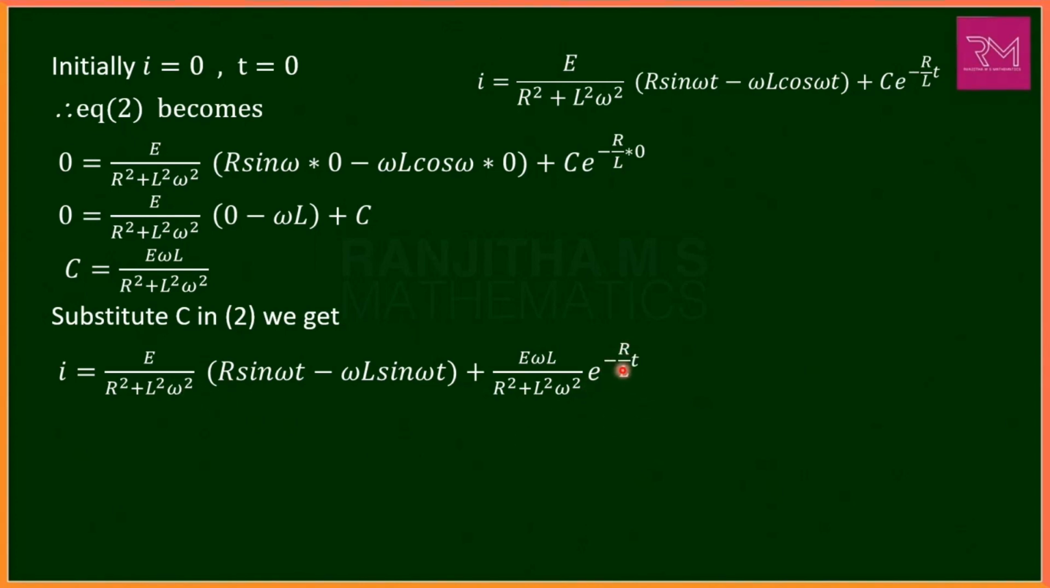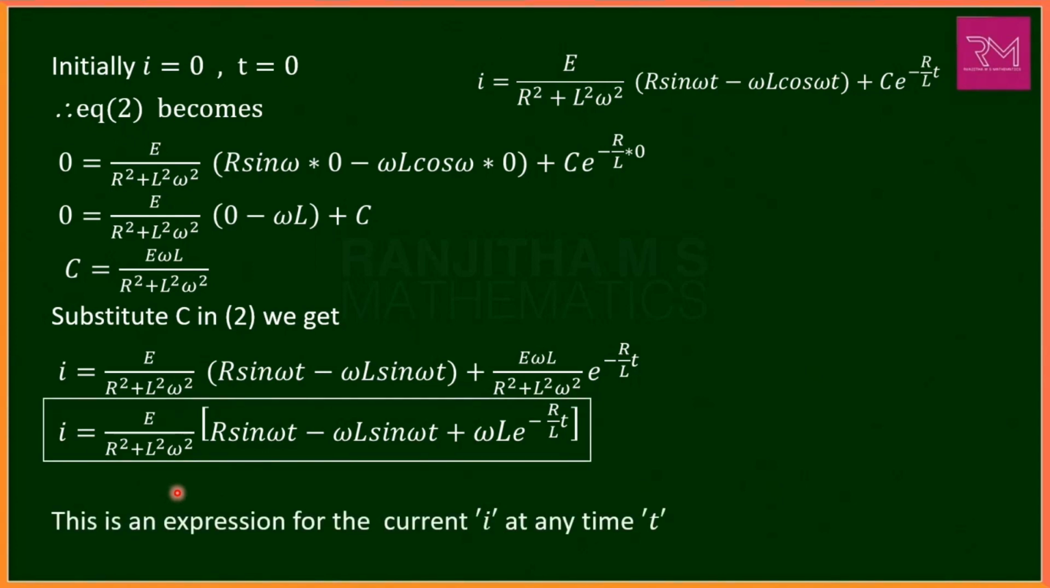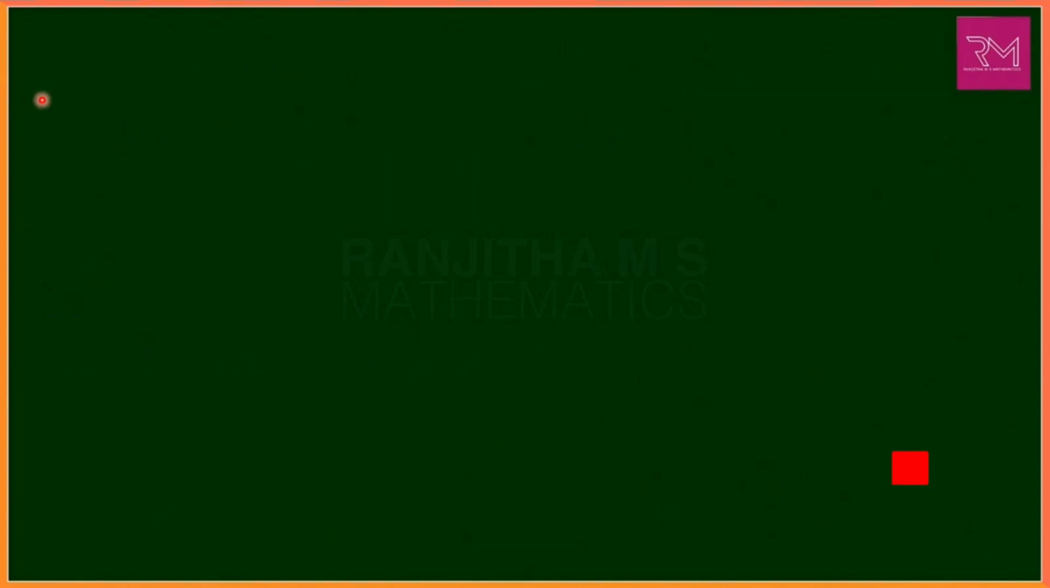Here in these two values we can take E by r square plus L square into omega square as common. We get I is equal to E by r square plus L square into omega square into, remaining is r sin omega t minus omega L sin omega t plus, here if we take E by r square plus L square omega square as common, remaining is omega L into exponential power of minus r by L into t. So this is the value of current I at any time t. This completes the problem. We shall move on to another problem.